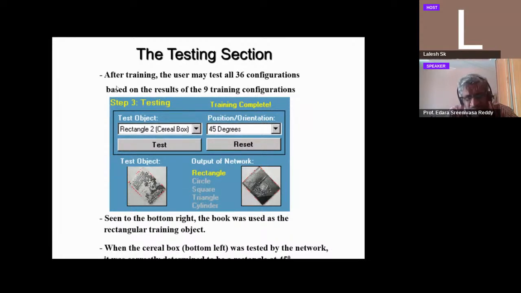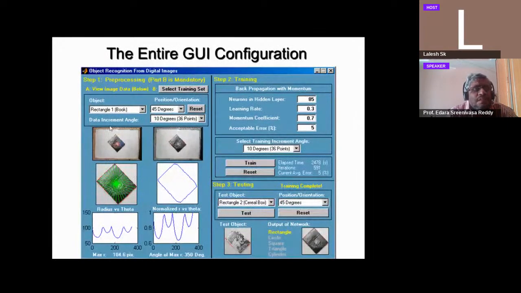Even though this front end is not needed, for a layman to understand, front end is needed. So this is the object recognition from digital image. We can select an object, the angle, the position, and we can change the increment of angle, 10 degrees, the number of neurons, and the learning rate. We can change them, and we can train. Similarly, this is the testing module. Then the output response is that it is a rectangle. So this is nothing but a graphical user interface. There is no need of a graphical user interface when you are doing research. Simply it is some BTech project or MTech project.